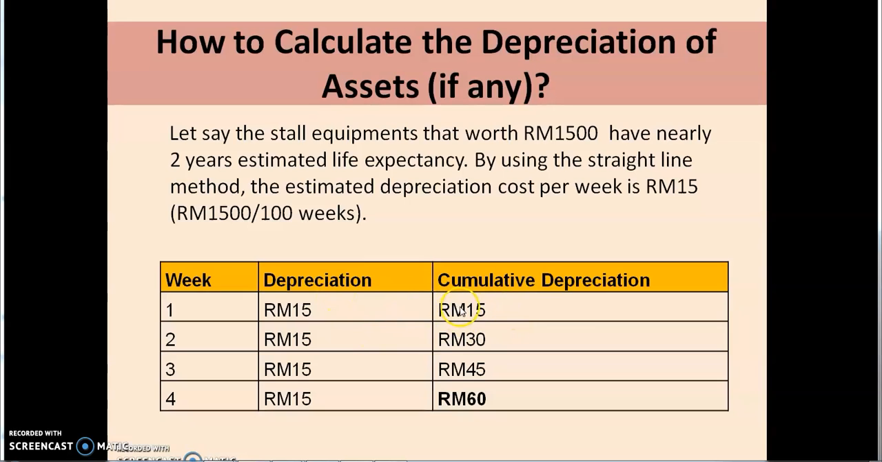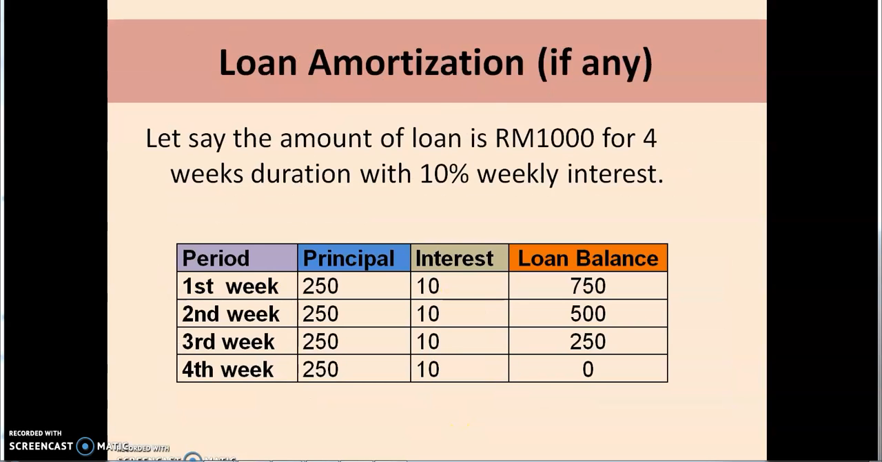Okay, from week to week until it turns to RM 60 ringgit. And then the loan amortization payment. Yeah, you need to pay the loan because you have a loan of 1,000 ringgit just now to finance your business project. So you must have a loan amortization table here. So let's say the amount of loan is RM1K for a 4 weeks duration with 10% interest weekly.